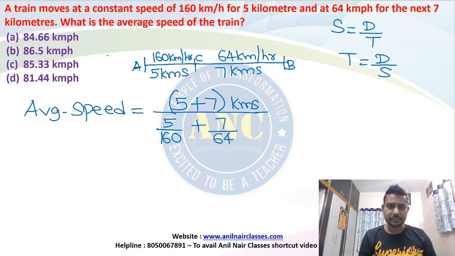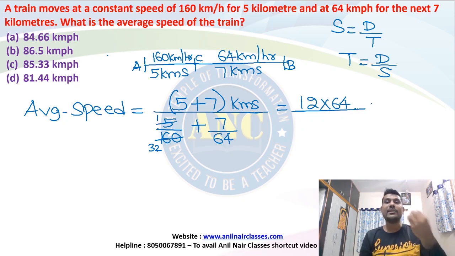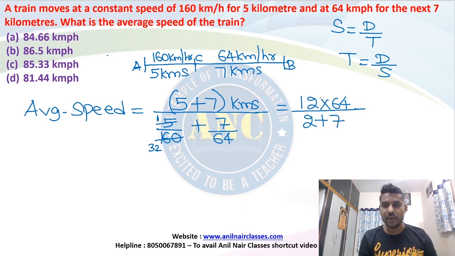Okay, let us do it. This is 5 into 1, 5 into 32. So I can simplify this as 12 divided by 32 and 64. LCM is 64, which I will put directly in the numerator because it is the denominator of the denominator. So 32 into 2 is 64 and 64 into 1 is 64. So 1 into 7 is 7. So the denominator becomes 2 plus 7, 9. So this I can further simplify as 3 into 4 and 3 into 3 is 9.